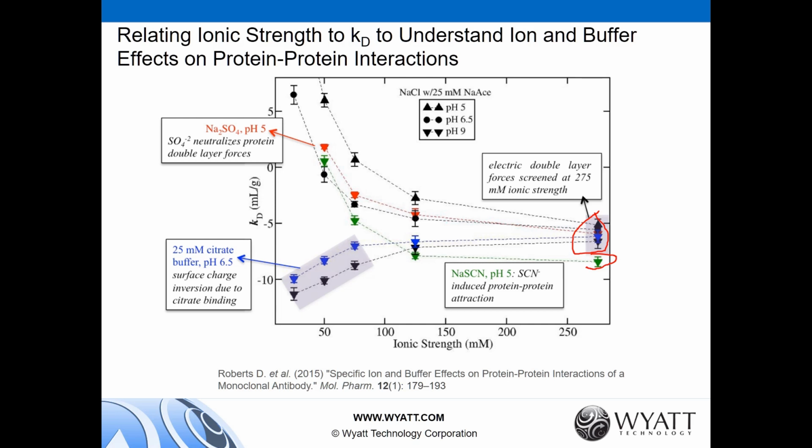We can see that for most of the buffers, as you go to lower ionic strength, there will be an increase in the intermolecular repulsion, which we see as an increase in the value of KD. And that's not surprising because you're basically less and less screening the intermolecular charge, the net charge that causes repulsion. But for one buffer, the citrate buffer, there's actually an increase in attraction as you go to lower ionic strength. And so their speculation was that there's a surface charge inversion due to binding of the citrate on the molecule.